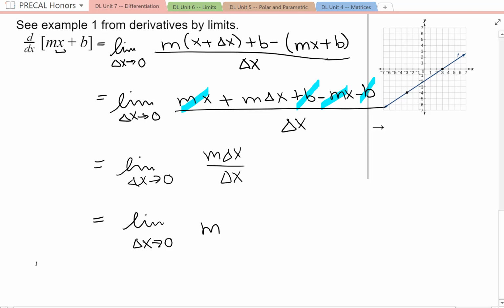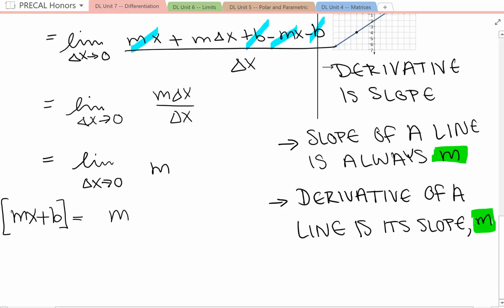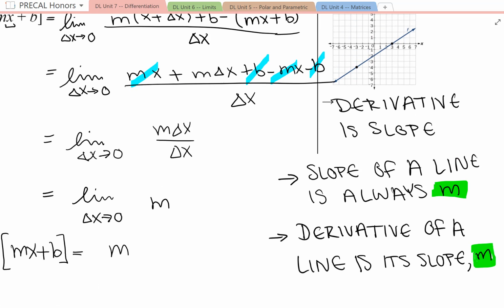The derivative with respect to x of some function mx plus b is equal to the limit as delta x approaches 0 of m. That would simply be m. Logically speaking, the derivative is slope. The slope of a line is always m, so the derivative of a line is its slope, m.